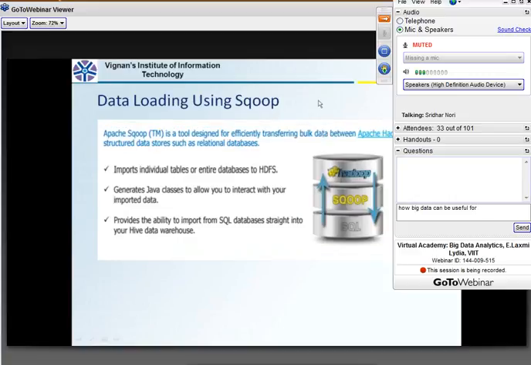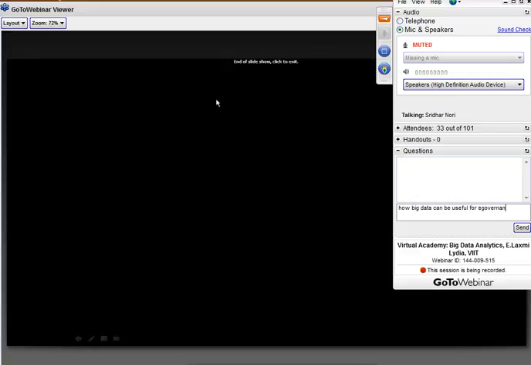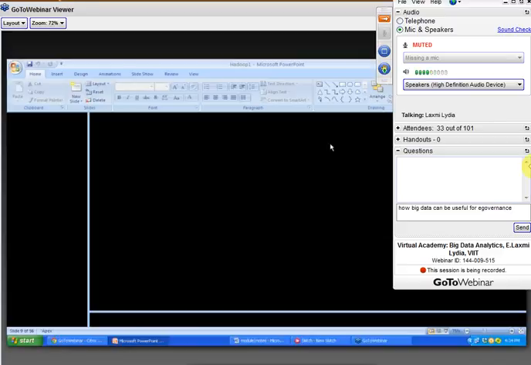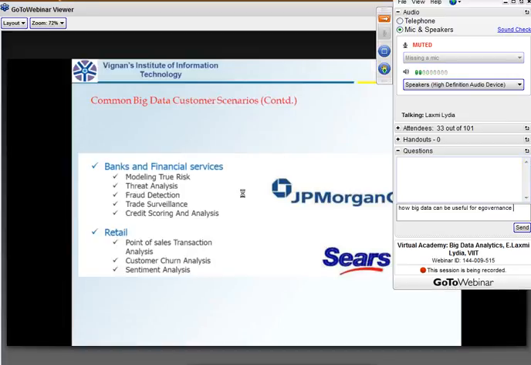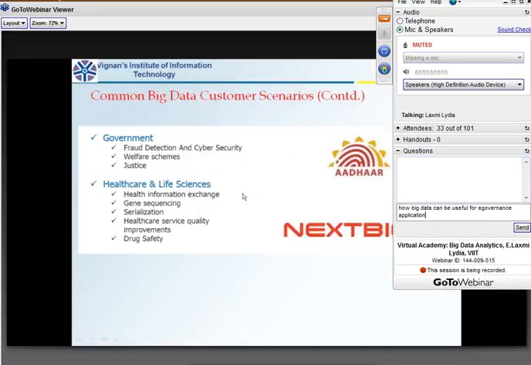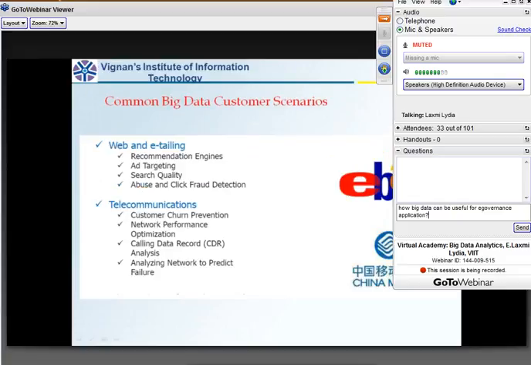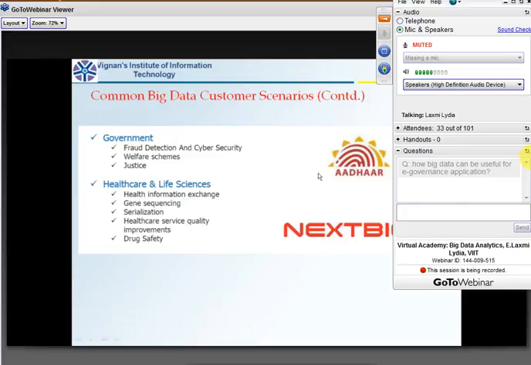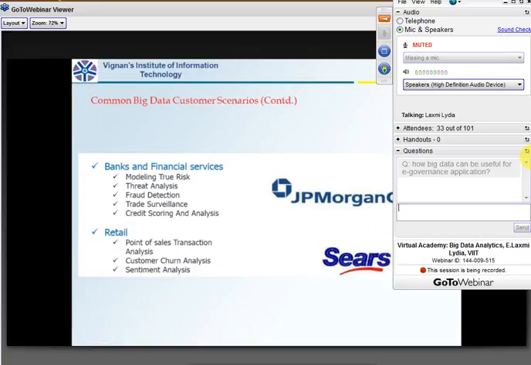Somebody is asking for examples of big data. Yes, these are all the customers who are generating big data, right? So these are all the examples for us. Web and retailing is generating big data. The biggest company is eBay, which is generating big data. Telecommunication is generating the biggest big data, and China Mobile is the biggest company. In government, Aadhaar has also generated big data. Next Bio also generated big data with respect to healthcare and life sciences. And JP Morgan Chase also generated big data with respect to banks and financial services.